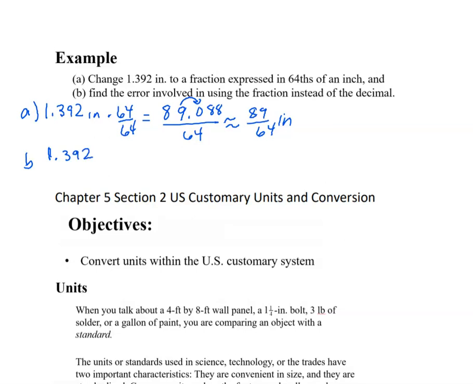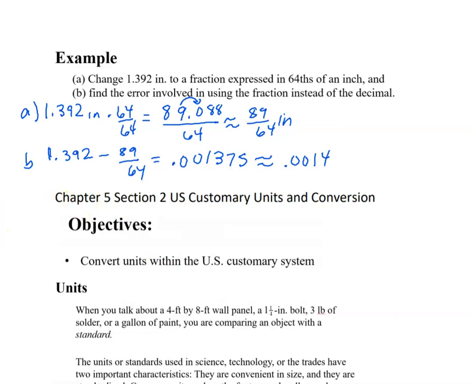And when we find the error, we want to take 1.392 minus 89 over 64, and that's going to get us 0.001375. If we round that, we would get 0.0014 on our error.